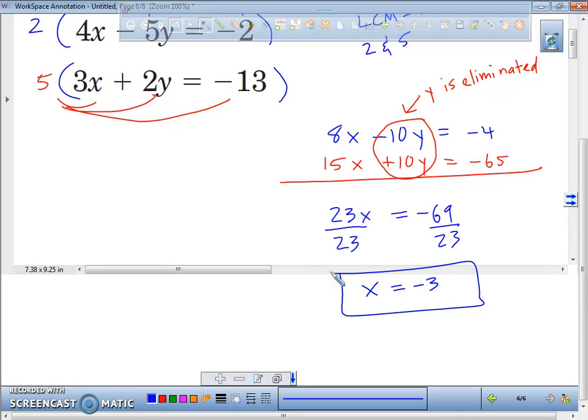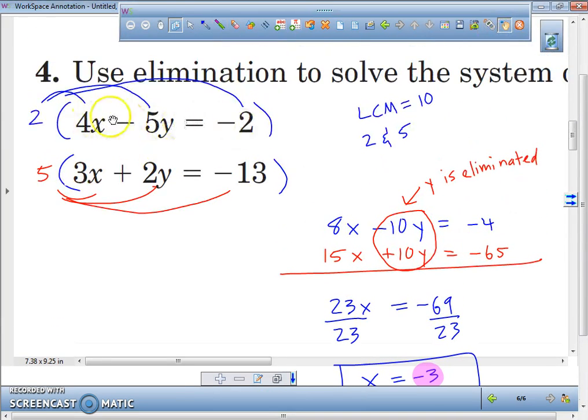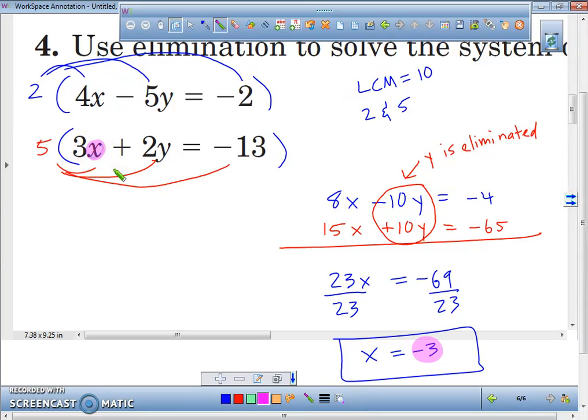There's my x. I just found my x. It's negative 3. What am I going to do with this pesky negative 3? I'm going to plug it back in. Now, which equation do you think would be the easiest to plug in? This one here or this one here? Top or the bottom? I like the bottom too. Here we go. Ready? We're going to plug it in right there.